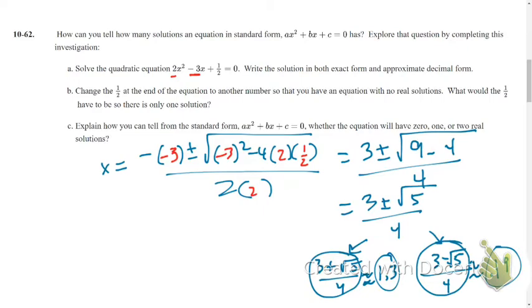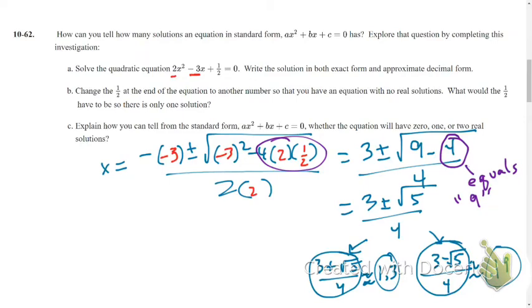So part B says to change the 1/2 in this equation to another number that will give us no real solutions. What would be that third term, that C value? What would it have to be so that there's only one solution? Okay, so think about that. Pause the video, come back when you're done.